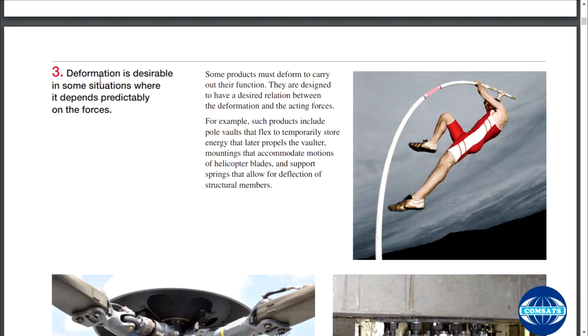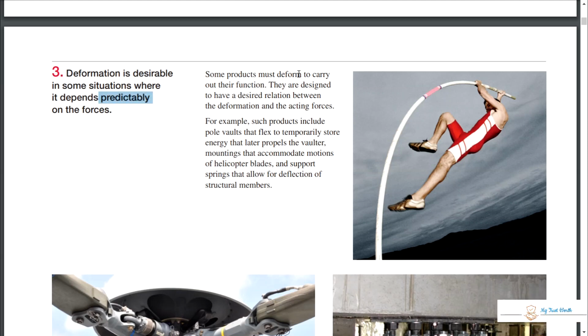Okay, deformation is desirable. Wow, this is interesting. Deformation is desirable in some situations where it depends predictably on the forces. Predictability is important. Sometimes deformation is desirable. This is interesting. But that deformation should be predictable too. This is the more interesting thing. You want to have deformation, but deformation should be predictable.